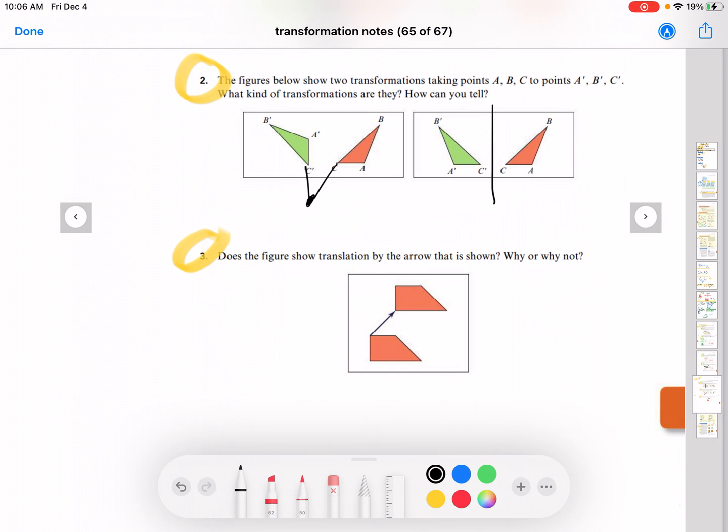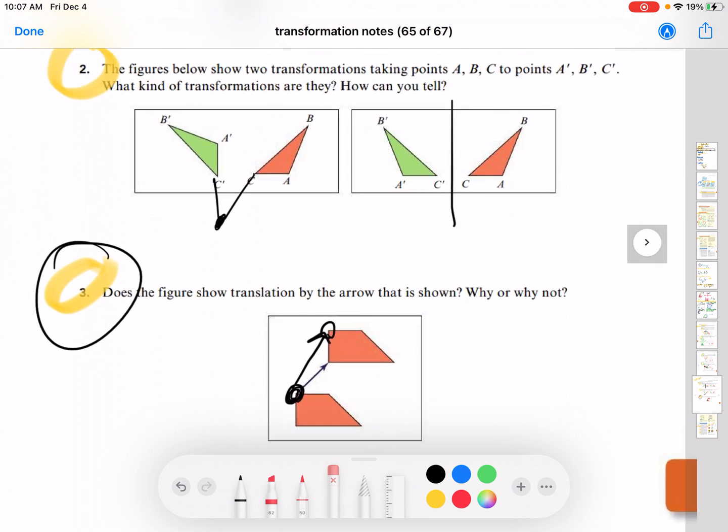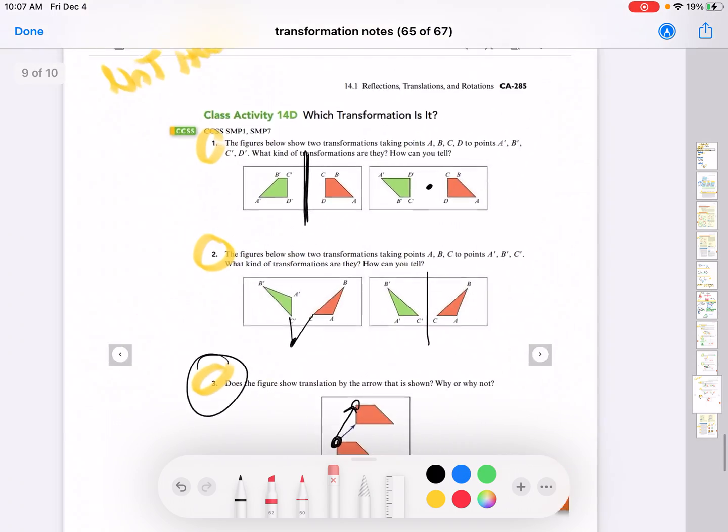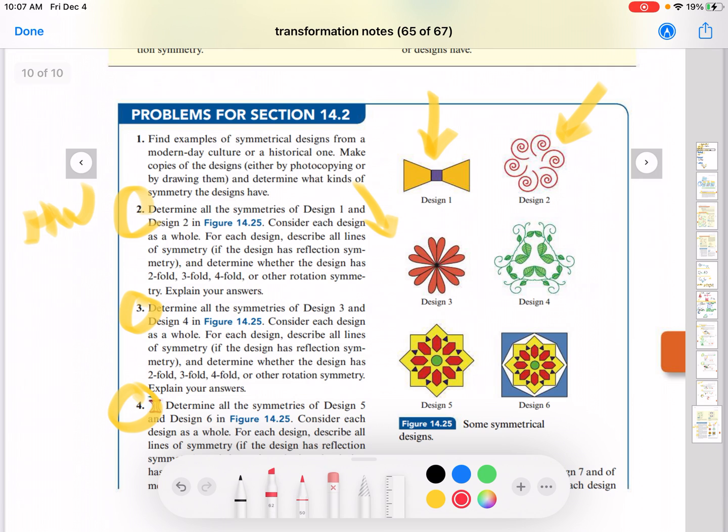This one says what's wrong with this, and this does not represent a translation because translation goes point to point. So this would have to go from here to here, or from here to here. So that notation is wrong because you're going from the top left to the bottom left, so you're not connecting correct points. All right, so the homework is those ones that I just went over, and these questions right here.